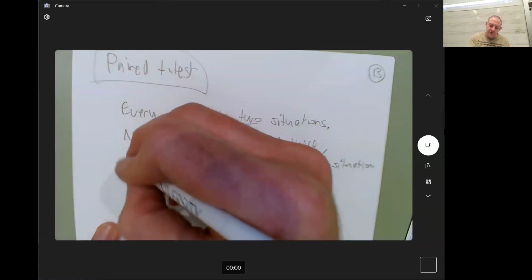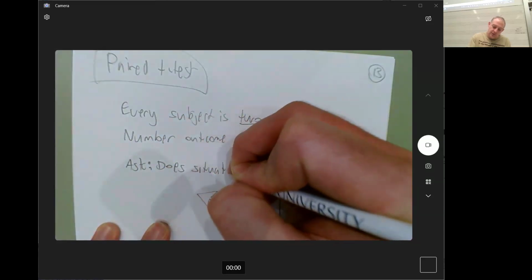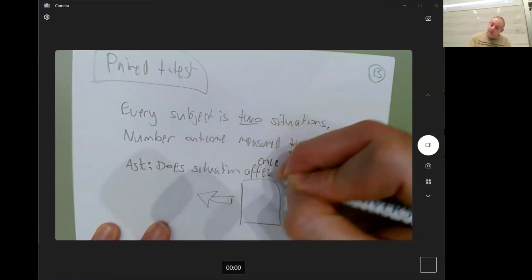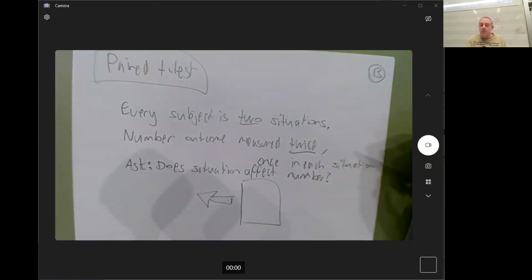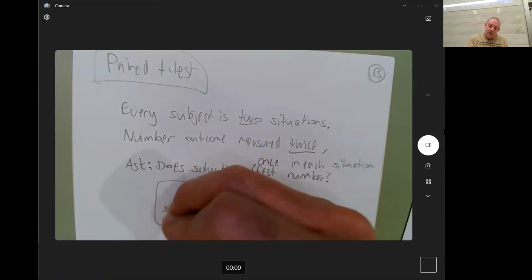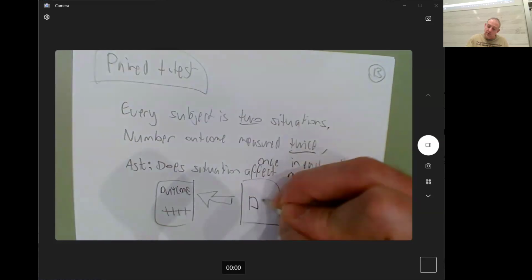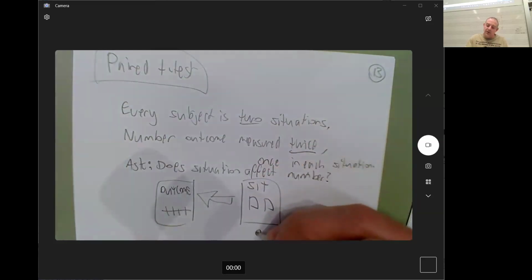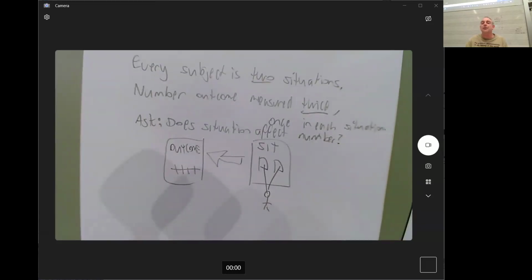Just a second. You're still asking, does the situation affect the number outcome? You're still asking that same question, but the situation is very different. You are still interested in this outcome, which is a number, and you're still interested in the situation, but every individual subject is in both of those situations. That's the difference. And the reason I draw these pictures is it can help me tell visually that these two things are different to each other.